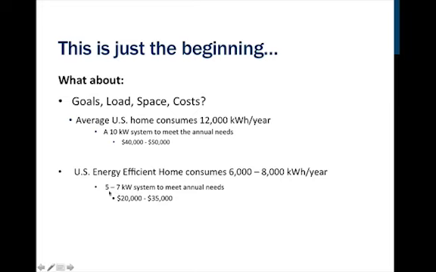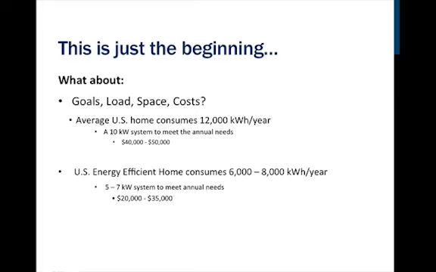So anyway, this home, using again the average of 4 sun hours per day, would need approximately a system size of 5 to 7 kilowatts, or would cost approximately $20,000 to $35,000. So far better than the energy inefficient home.